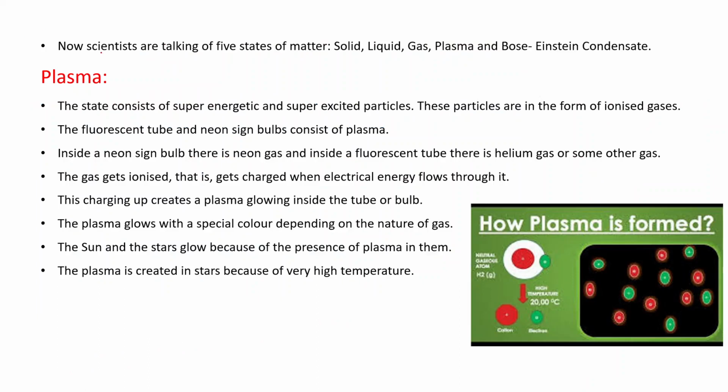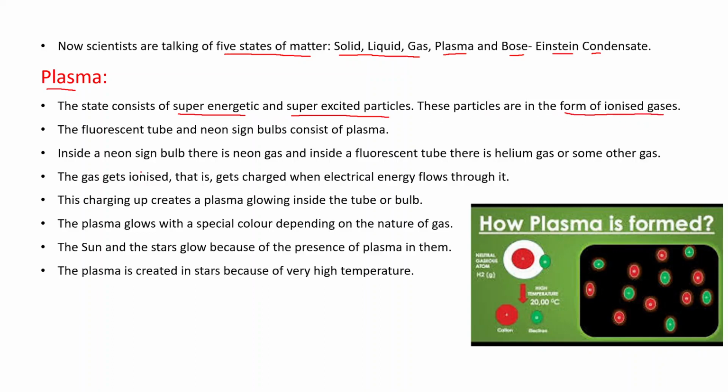But nowadays scientists are talking of five states of matter: solid, liquid and gas, which we already discussed. The next ones are plasma and Bose-Einstein condensate, also known as BEC. Now we have a little information about these two. Plasma: the state consists of super energetic and super excited particles. These particles are in the form of ionized gases.